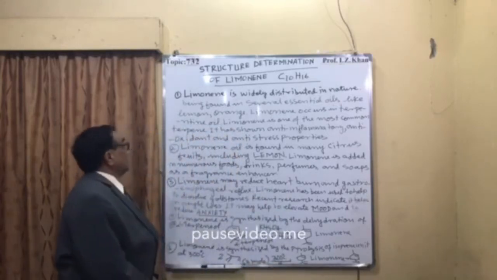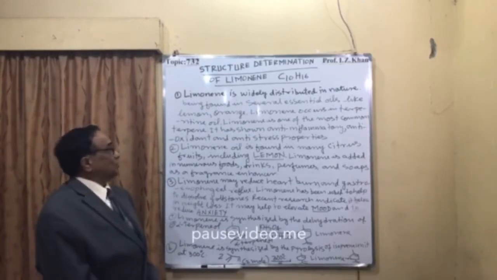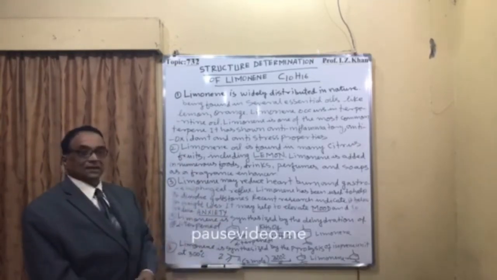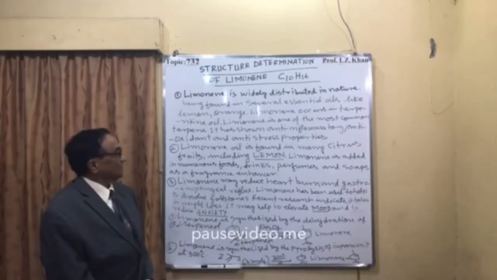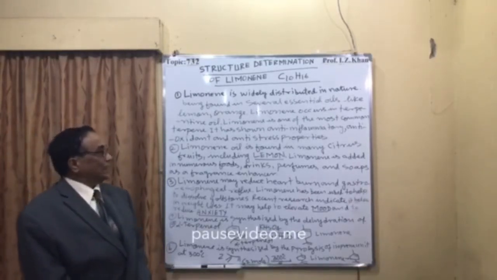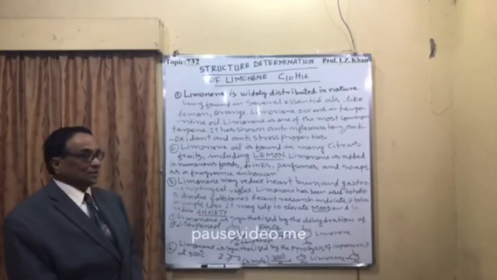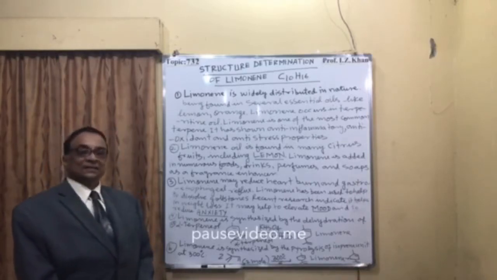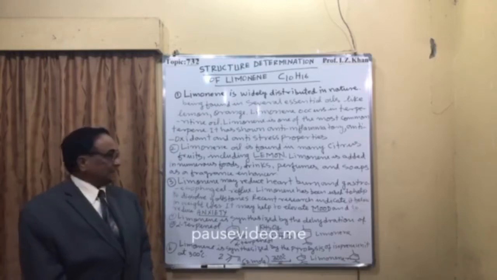So number one, limonene is widely distributed in nature, being found in several essential oils like lemon and orange. I have already told all these things, and just for note purpose I am giving them here. Limonene occurs in turpentine oil, and limonene is one of the most common terpenes. It has shown anti-inflammatory, antioxidant, and anti-stress properties.